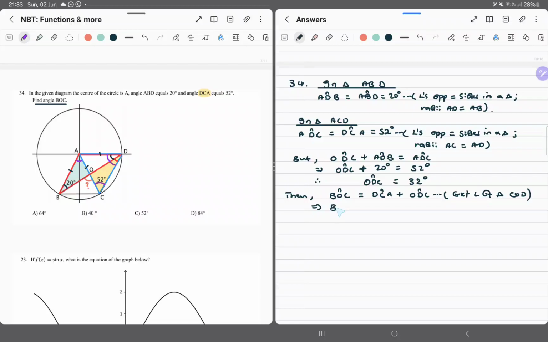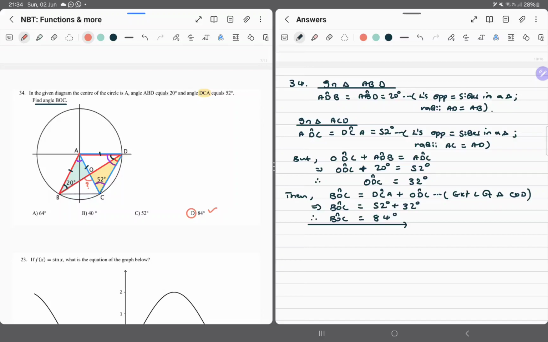So this implies that our BOC is equal to DCA is 52 degrees plus ODC, which is 32 degrees. Therefore, our BOC is equal to, again, a simple addition here. 2 plus 2 is 4. 5 plus 3 is 8. 84 degrees. Some basic arithmetic calculations must be on point because you don't have a calculator. So what does that mean? It means this is D.